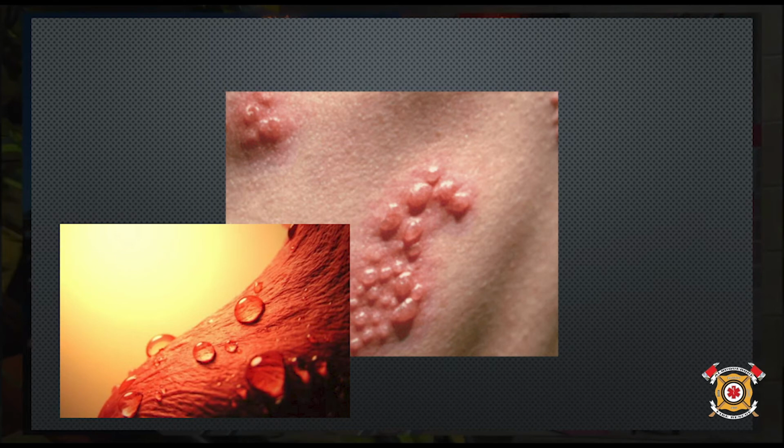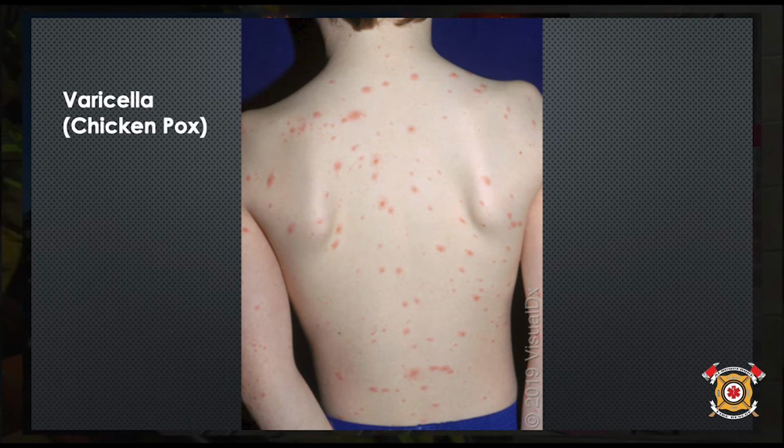The next category is: is the rash vesicular? If the answer is yes, it's going to look like this. We typically describe this rash as dewdrops on a rose petal, because if you look at it from a certain angle, it looks like little drops of water. What we most commonly see in this category is varicella, or chickenpox. Typically when we see chickenpox in young kids, it looks like this: spread out, discrete vesicles in different areas, usually on the trunk but can be anywhere.